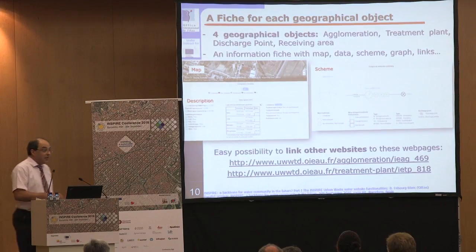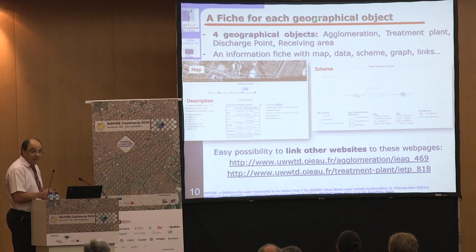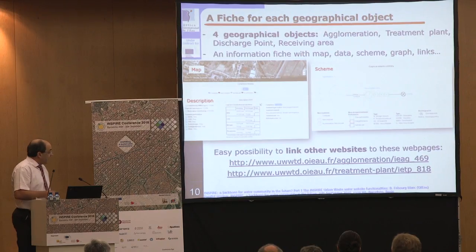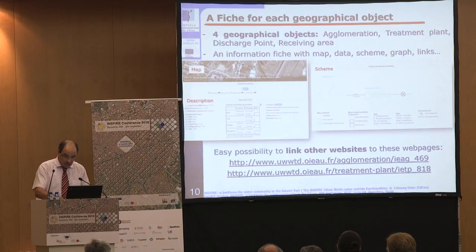What I did not present in the plenary is that the platform also provides a fiche for each geographical object. There are 4 geographical objects: agglomeration, treatment plant, discharge point, receiving area. For each, there's an information fiche with map, data, scheme, graph, links. The map shows the location of the object, with a description of the information, some exploitation and transformation of the information, and another scheme to show what the situation is. It's also possible to link to the individual object and the individual fiche.